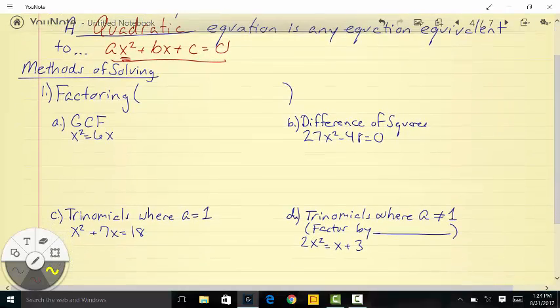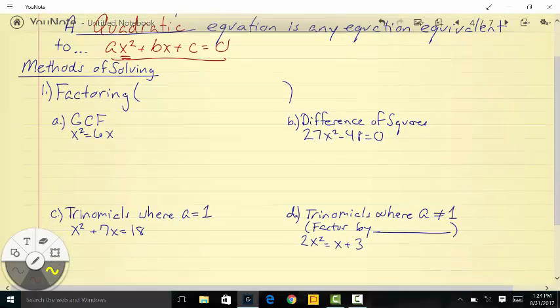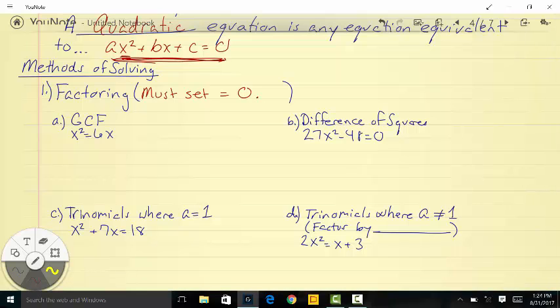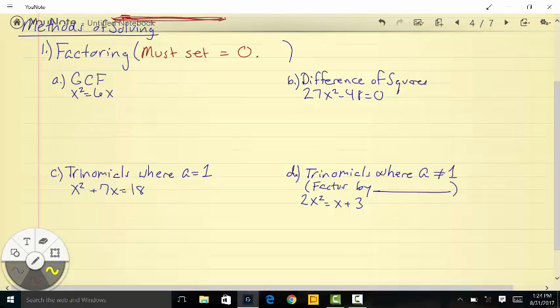Now the first method to solve quadratics is factoring. In order to solve by factoring, we must set equal to 0. So in order to use this technique, it has to be in this format. There is no other format that works in order to do this. So in this first example, A, we have the GCF factoring method. GCF stands for greatest common factor.